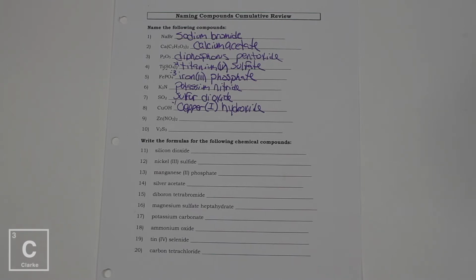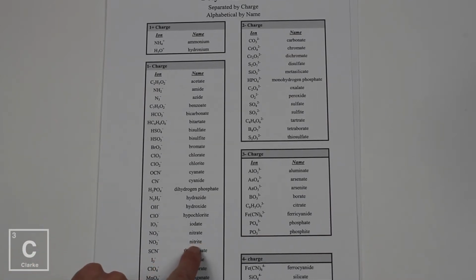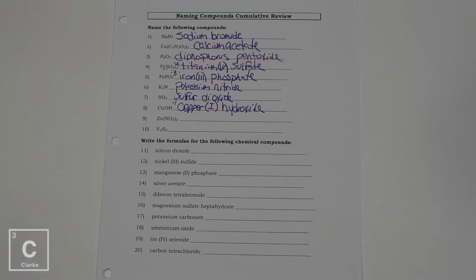Zinc, Zn. Zinc is one of those special transition metals that always has a +2 oxidation number, so it does not need a Roman numeral. So we're just going to name this zinc NO2, a polyatomic ion. NO2 is nitrite, with the -1 charge. This is just going to be zinc nitrite.